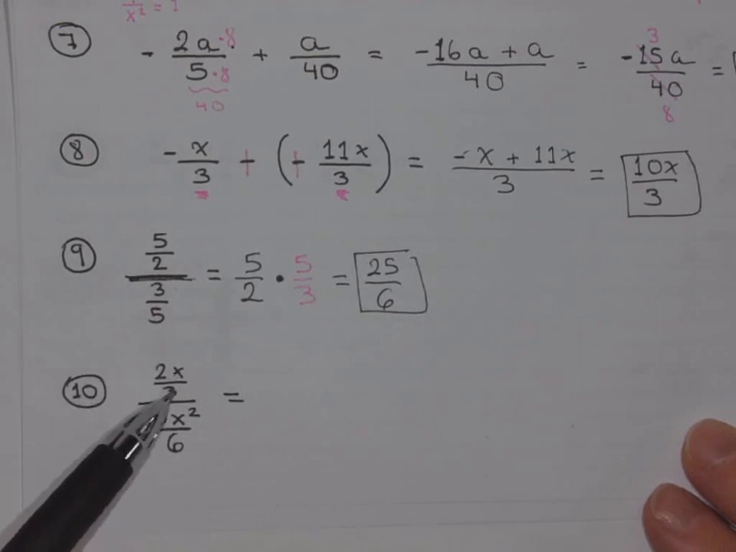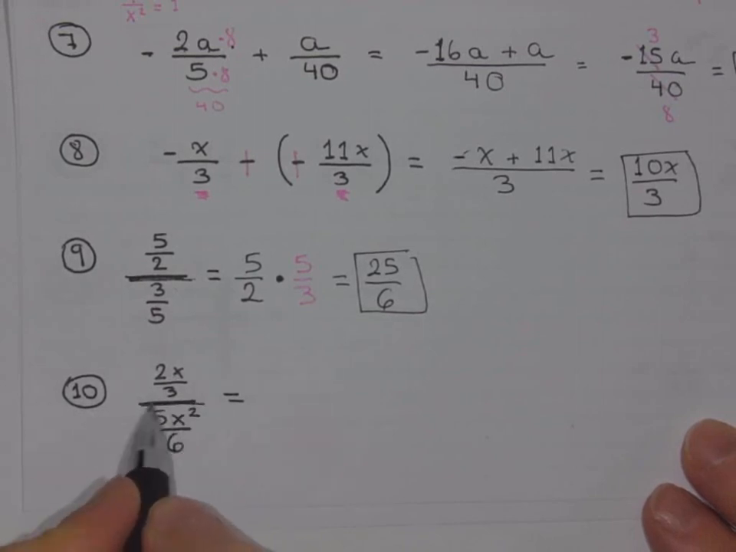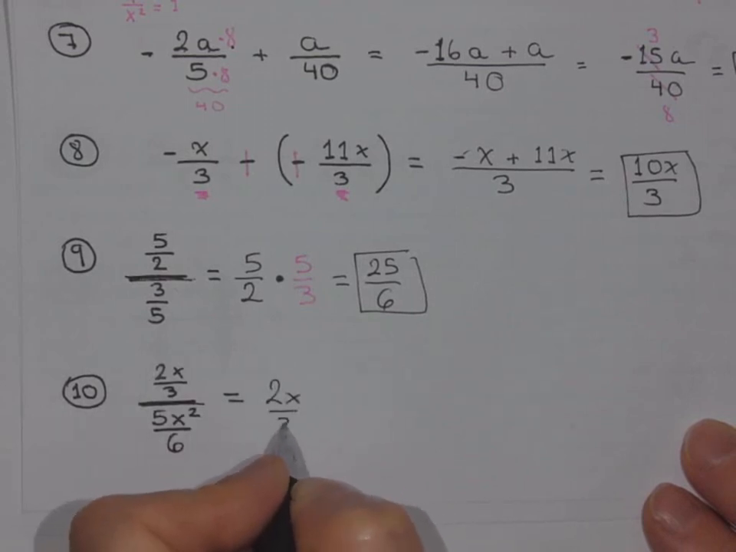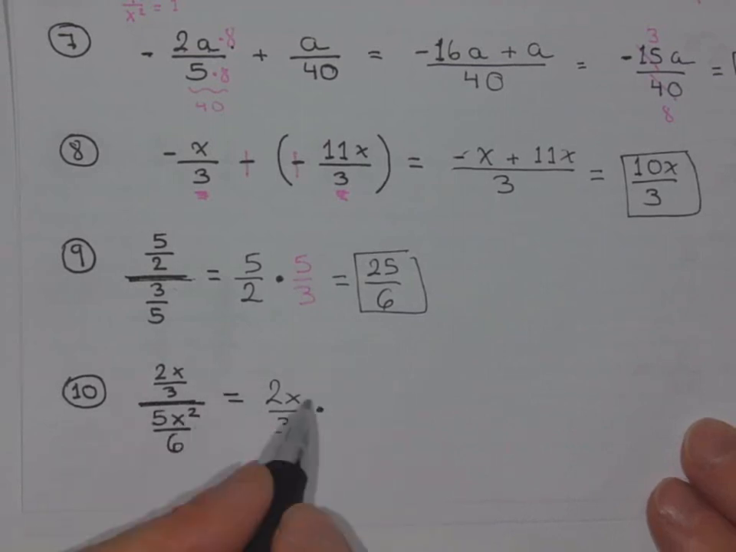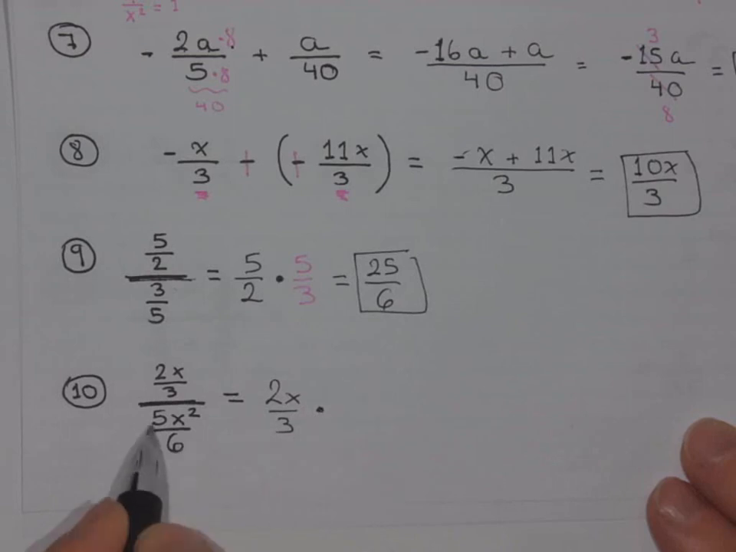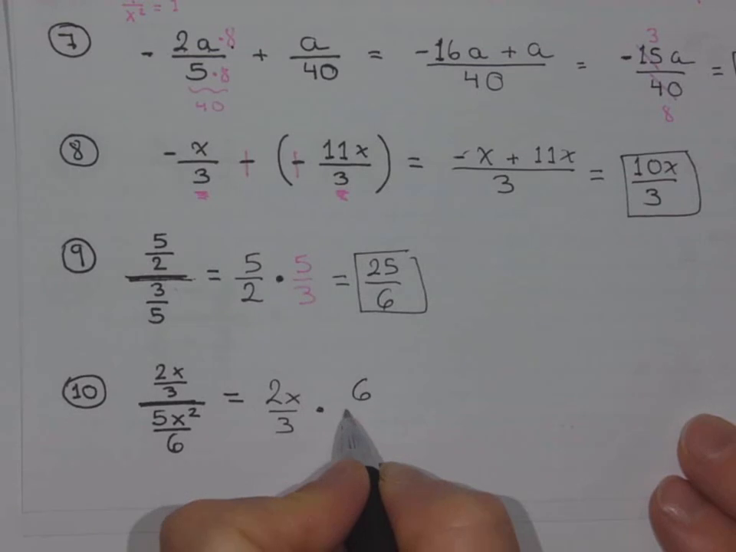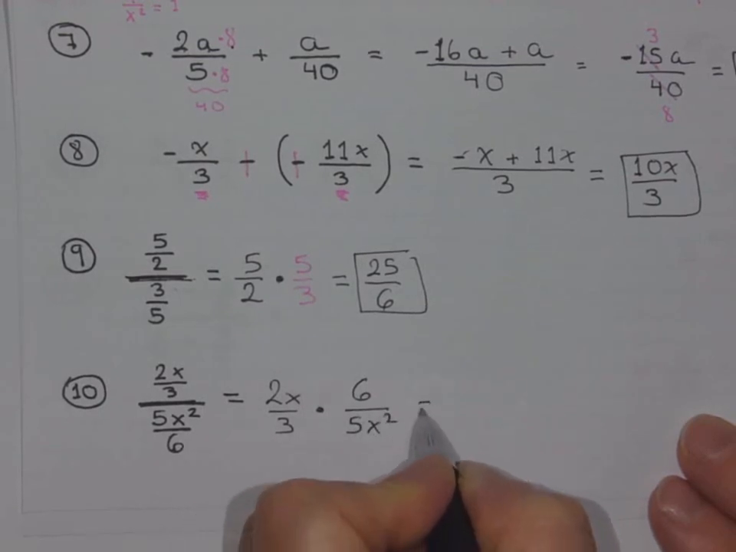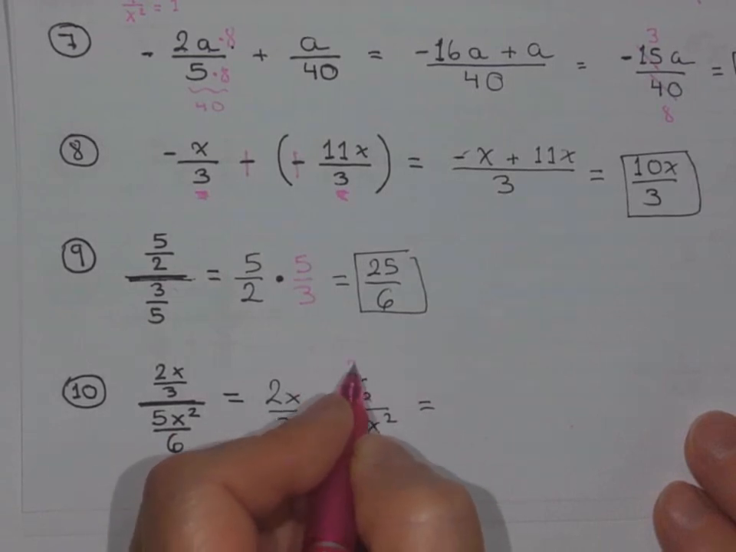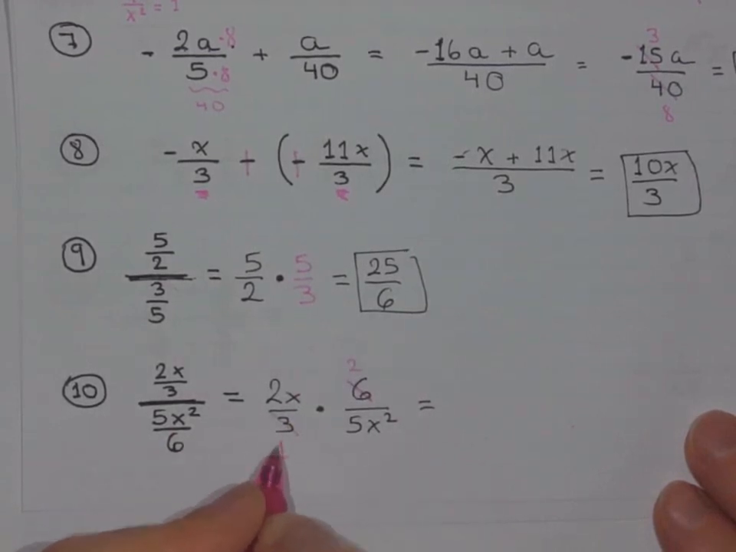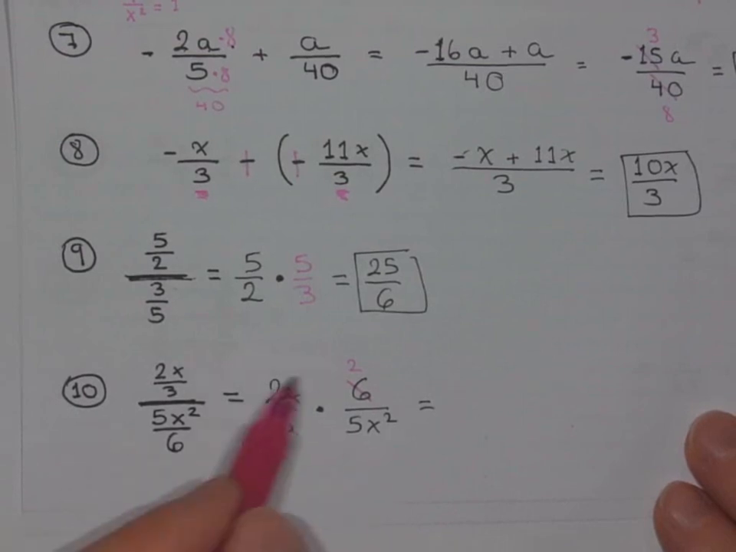So we have 2x over 3 divided by 5x squared over 6. So we keep the first fraction, right? 2x over 3. We change the division to a multiplication, use the inverse operation, and because we use the inverse operation, we need to use the inverse of this fraction. So the multiplicative inverse will be 6 over 5x squared. Okay? Let's see if you can simplify anything. 6 divided by 3, and 3 divided by 3 becomes a 1. And then 2 and 5 do not have anything in common, so that's it, right?